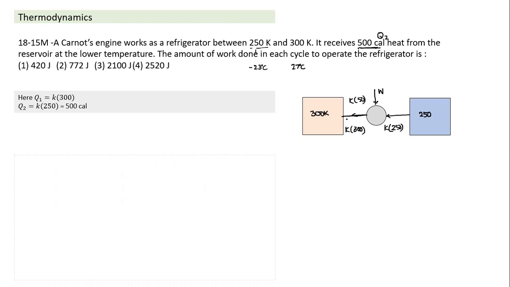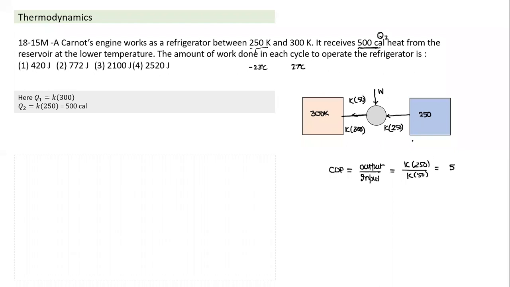So what do we understand from here? If I have to calculate the coefficient of performance in this case, what will be the coefficient of performance here? Output by input. What is output and what is input here? This term, heat removal, is my output, the purpose of the refrigerator. Let me put this value. That will be equal to K into 250. And what is the input here? K into 50. So in this case, the coefficient of performance is 5.